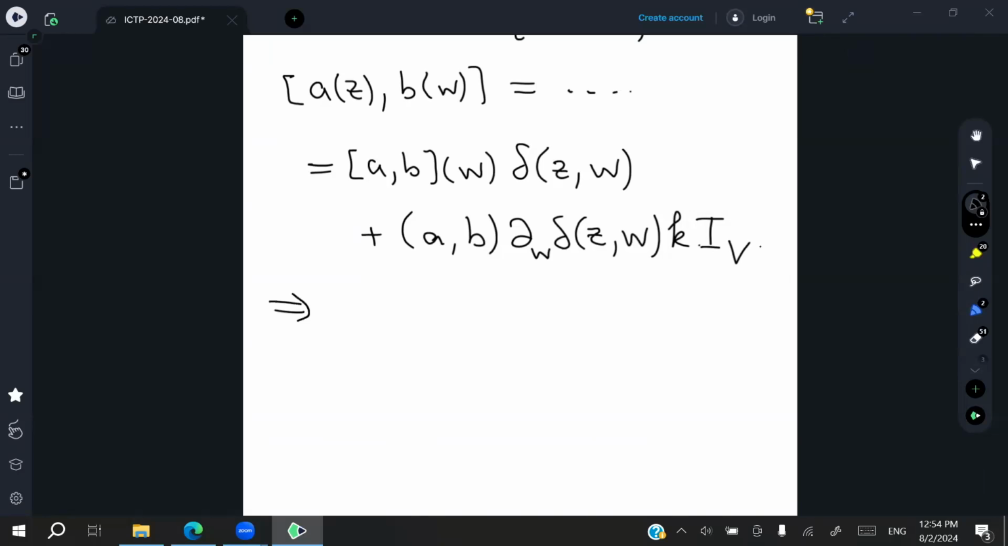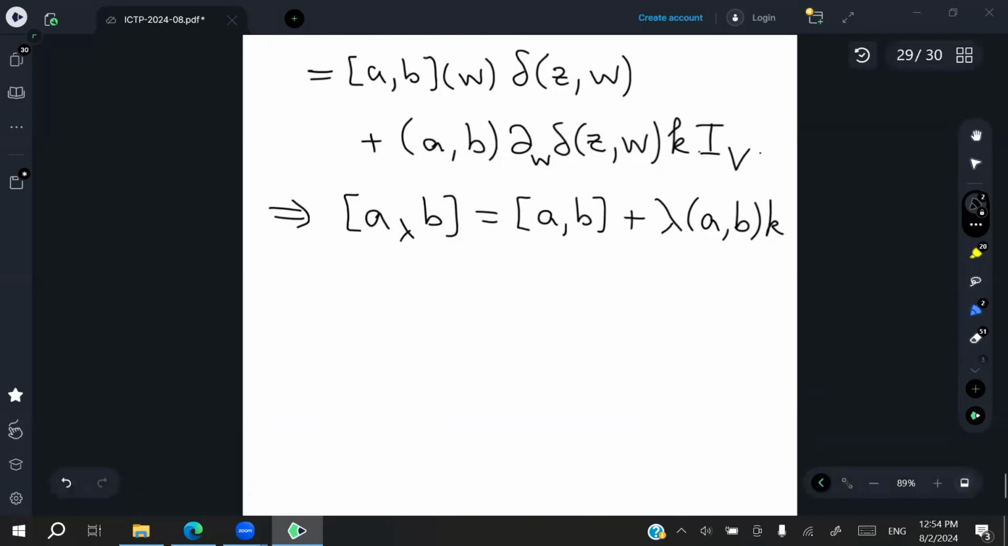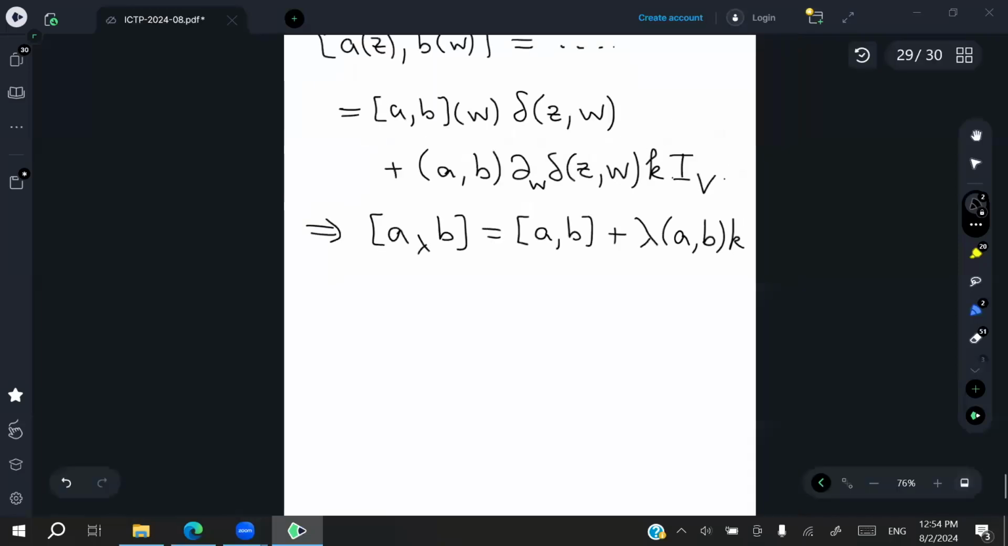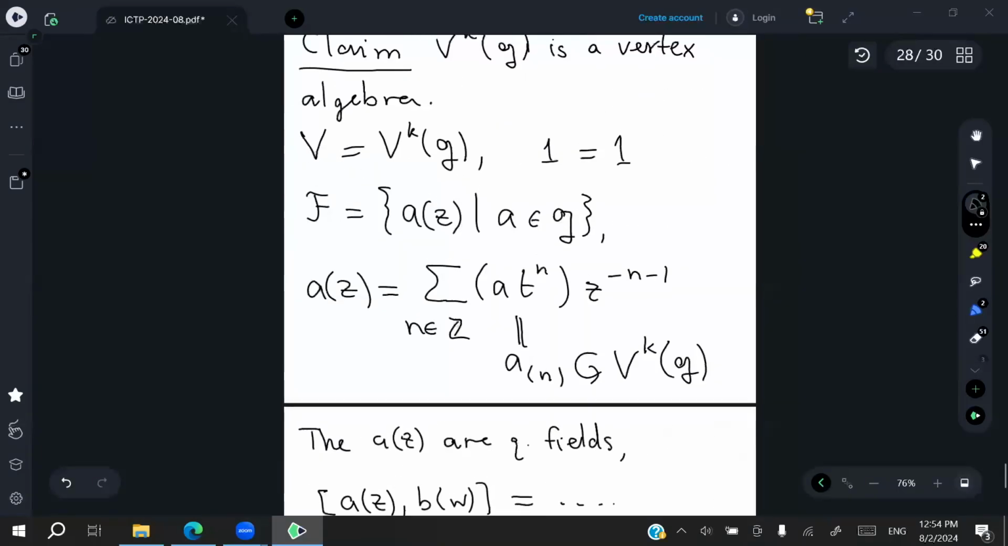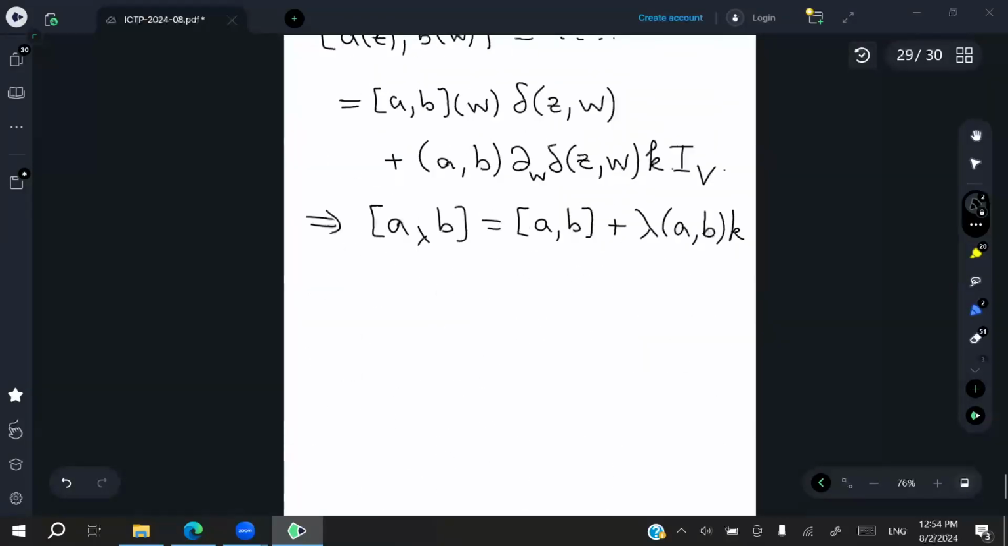So expressing this in the lambda bracket language, you find that A lambda B is the field associated with the bracket of A and B plus a lambda term, (A,B) K. Okay. So in particular, these fields are all mutually local. And I said I'll come back to T. So T is, again, a little bit complicated to explain what it is, but just trust me that there is a T, and together with the data I've just described, this is a vertex algebra.